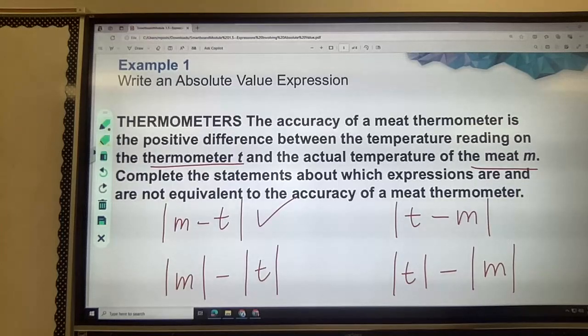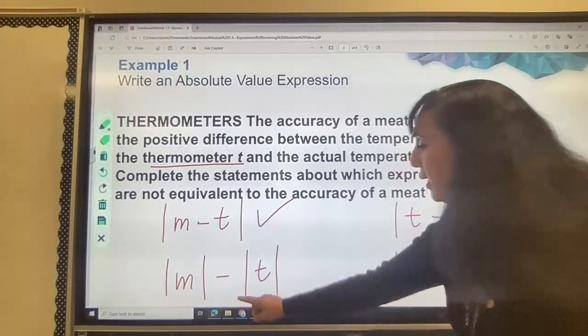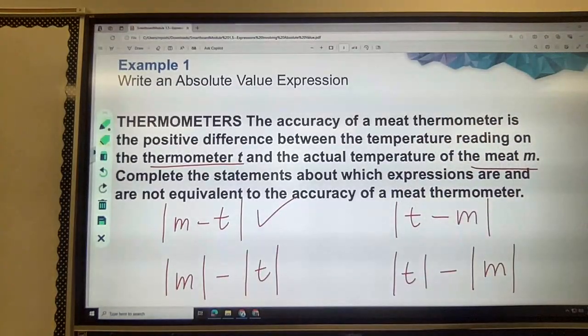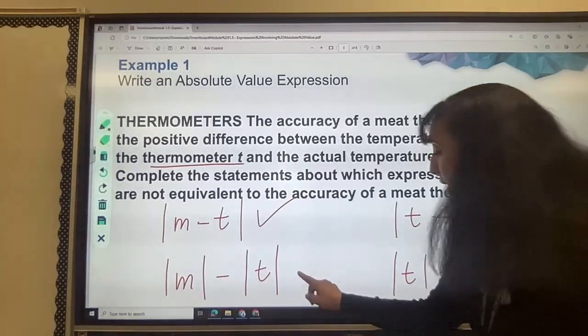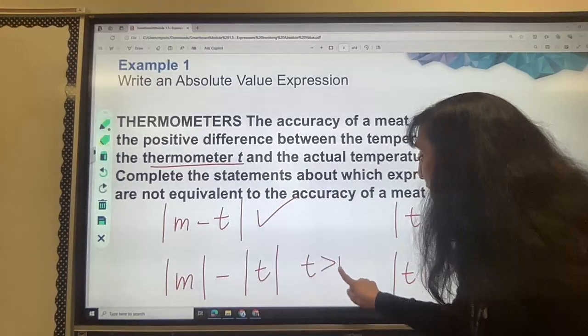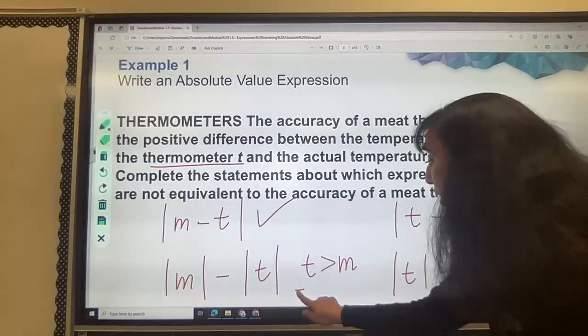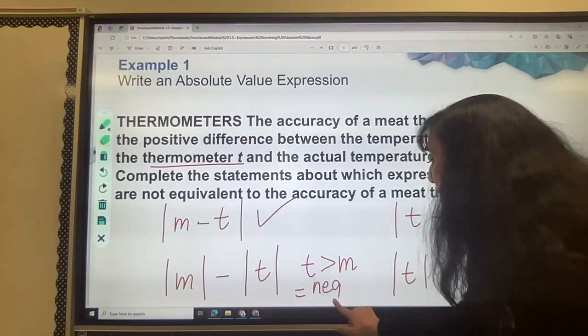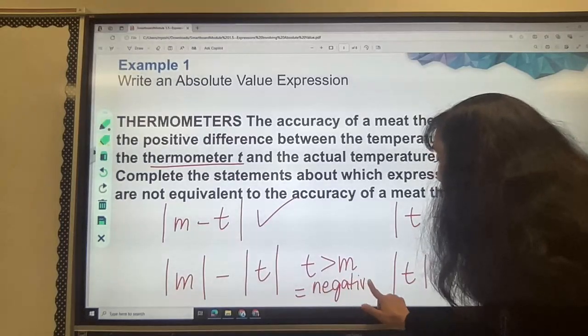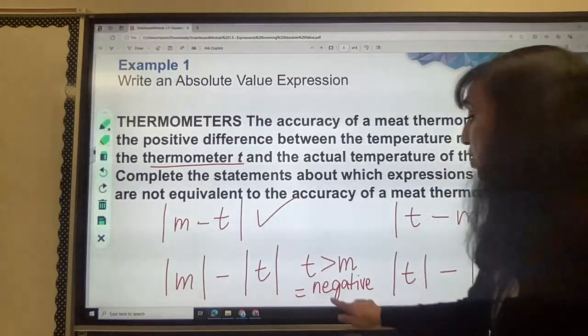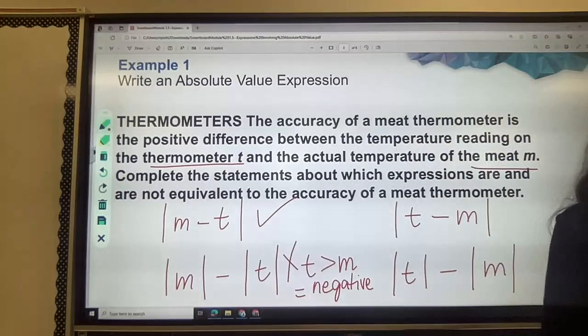Let's look at the second one: the absolute value of M minus the absolute value of T. This expression is not going to be equivalent to the accuracy of a meat thermometer in all cases, because if T is greater than M, then this is going to be a negative answer. Okay, if T is greater than M, then you're going to get a negative answer. So that is why this is not correct.